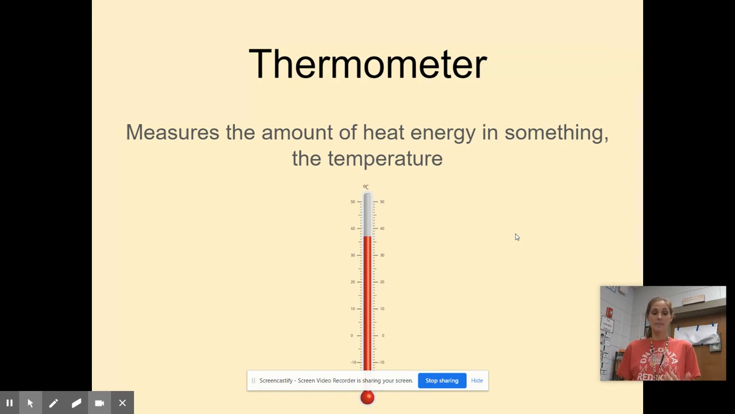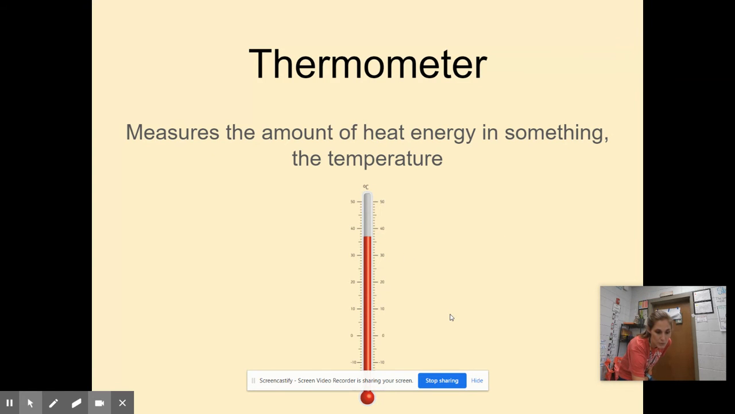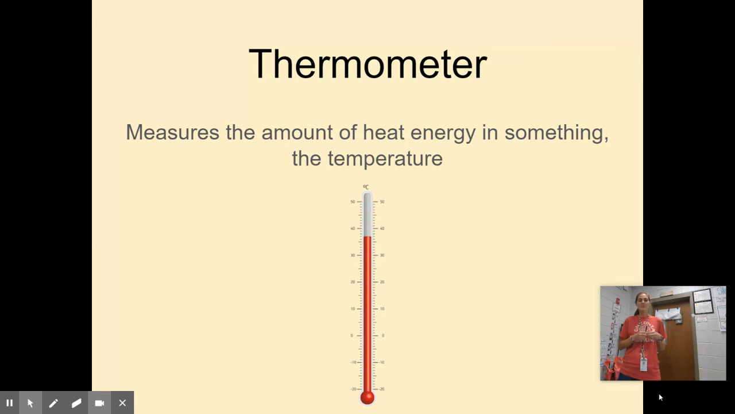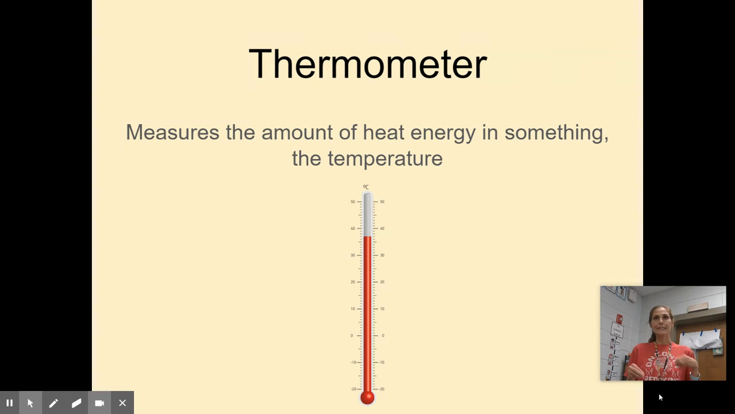They are a thermometer, and I am going to hide this little button right here so you can see. How about that? Is that better? Okay, so a thermometer measures the amount of heat energy in something. It's the temperature. Do not just say it measures how hot it is. Mr. Vice will get you. It measures the amount of heat energy in something.